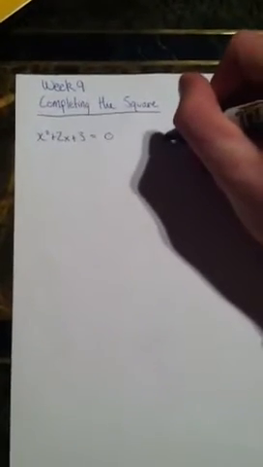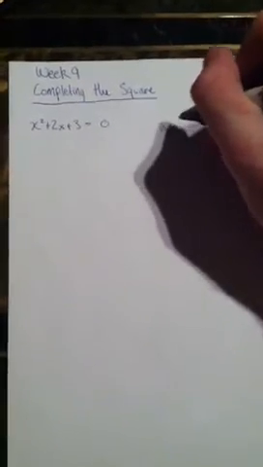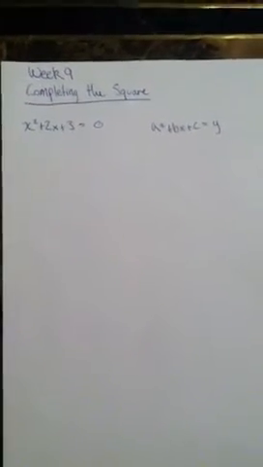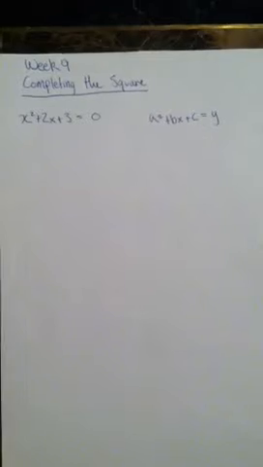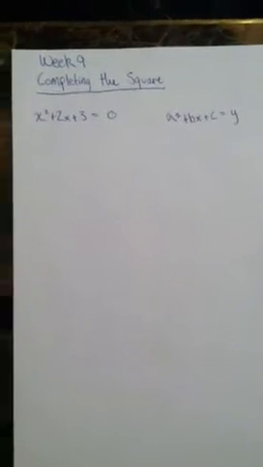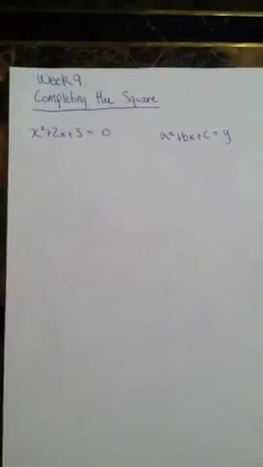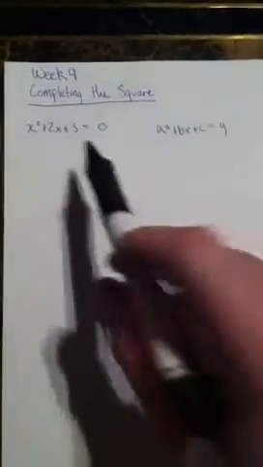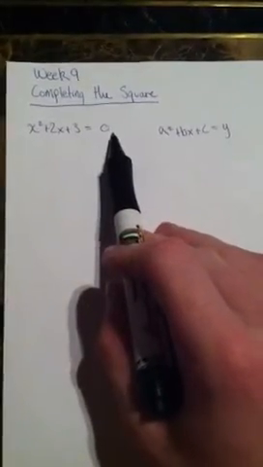So here we have a problem where we're using the quadratic formula. Now, the quadratic formula is ax squared plus bx plus c equals y. That's just our basic quadratic formula. Now, when dealing with a completing the square problem, you want to get your c on the opposite side.